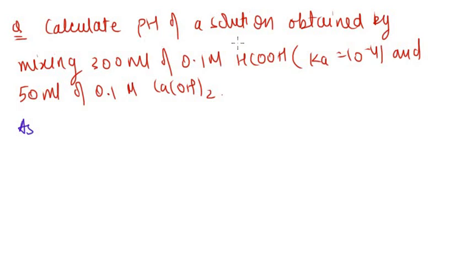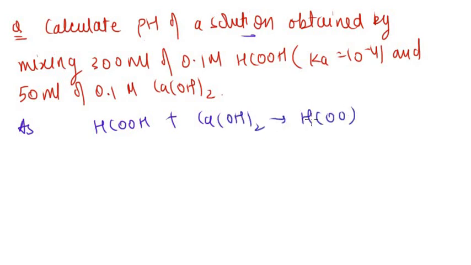So here is one more problem. pH of a solution obtained by mixing acetic acid, formic acid and calcium hydroxide. Now here, let's react both of them. We have formic acid, HCOOH, and calcium hydroxide. So we have (HCOO)2Ca plus 2H2O. So here, for the concentration of formic acid, let's change the data. We have 200 ml.